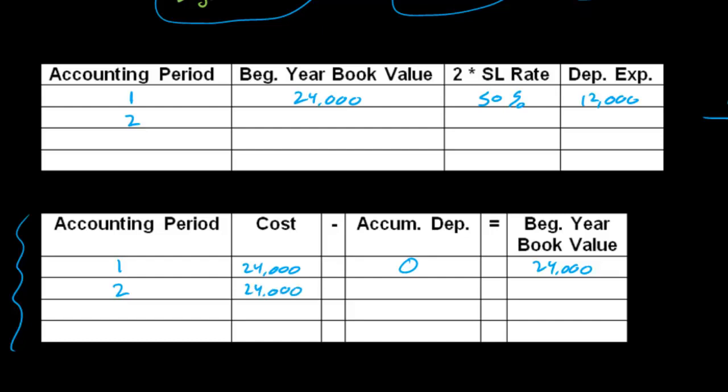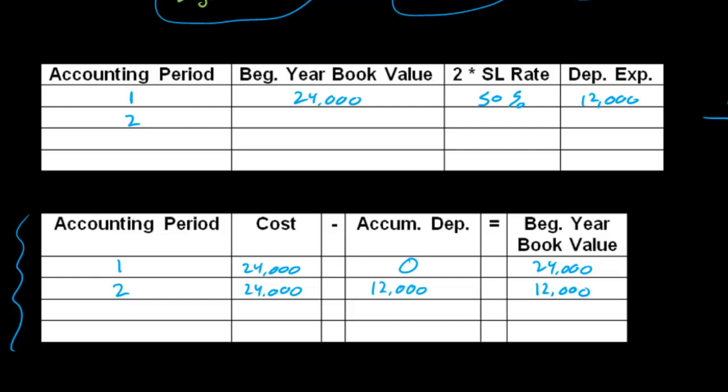And now accumulated depreciation is $12,000 because in year one, I depreciated $12,000 of it. So we had a $12,000 depreciation expense and we put $12,000 in accumulated depreciation. And we remember accumulated depreciation is a contra asset on the balance sheet. Okay, it decreases total assets. So my book value now is $24,000 minus 12 or $12,000.